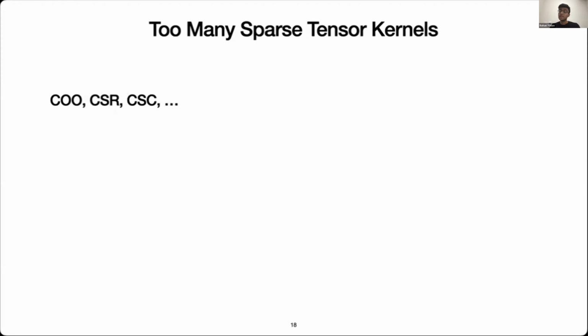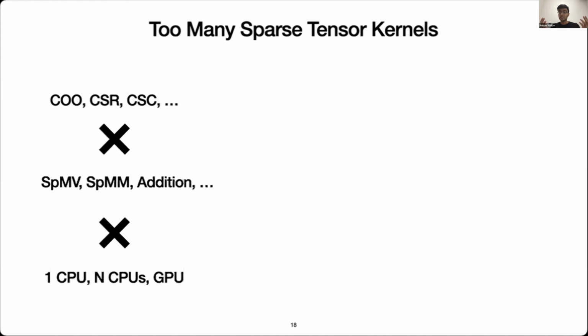You have so many different data formats that scipy supports. You have so many different operations that it has as well, like matrix vector multiplication, matrix multiplication, adding matrices. And then you also have so many different hardware backends to target: single-threaded CPUs, multi-threaded CPUs, GPUs. The Cartesian combination of all these things is just too much stuff to implement by hand. If you try to do this by hand, you'll probably only be able to optimize some small subset of these, and you won't get that fully optimized system you may want.